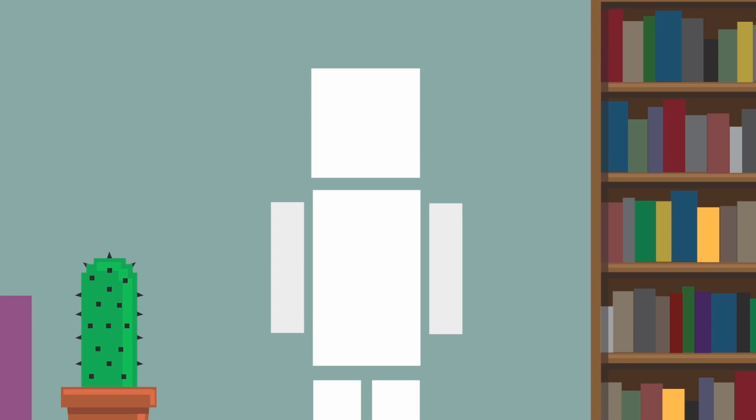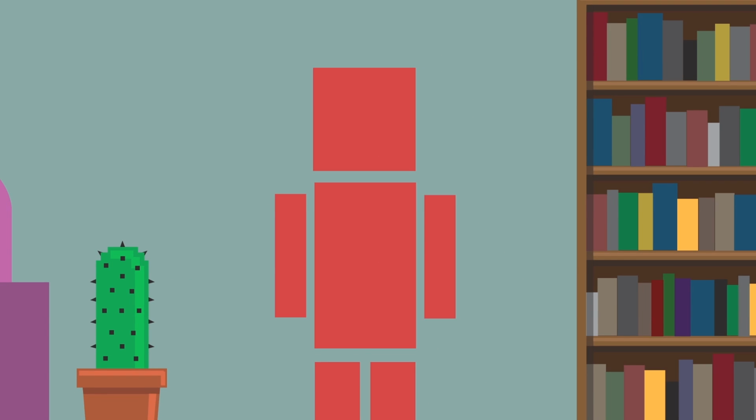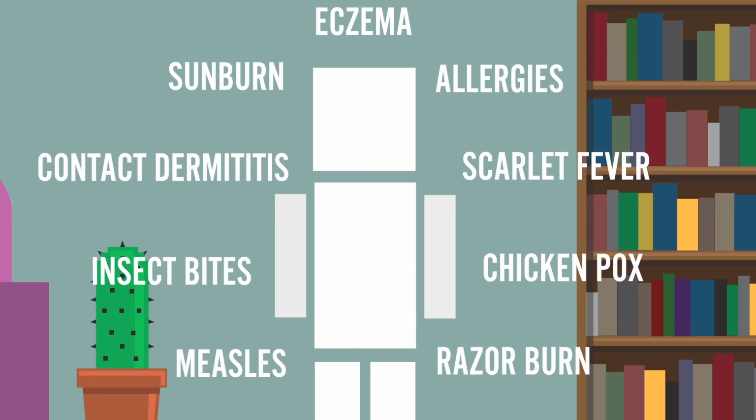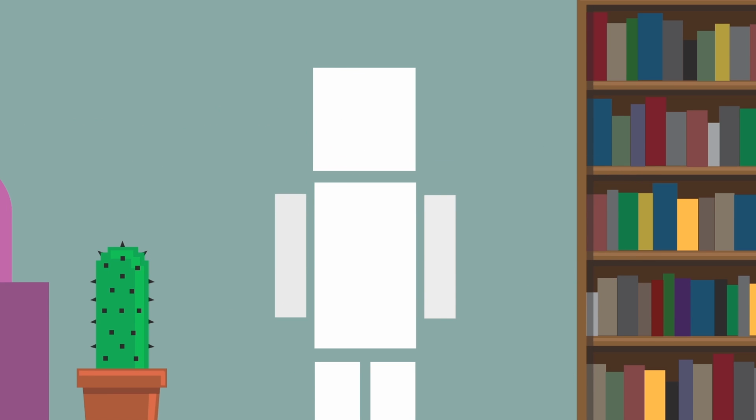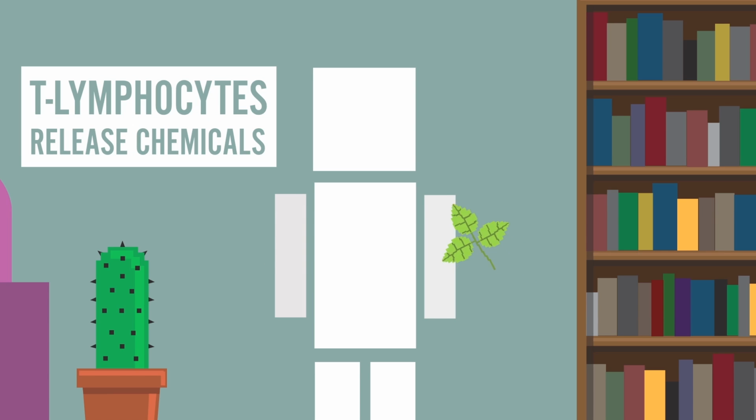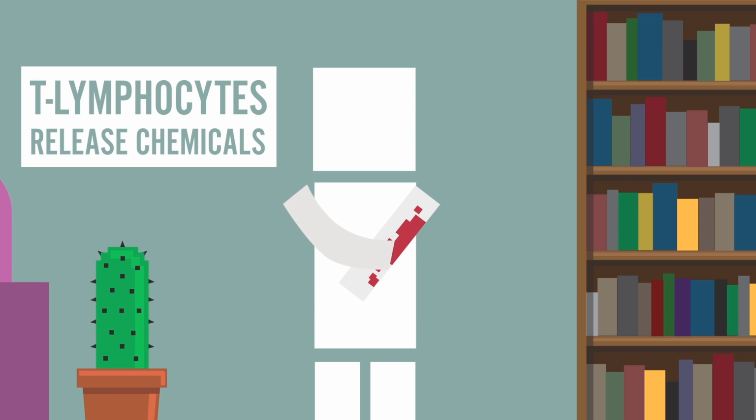Okay, so now that we're officially grossed out, let's move on to rashes. Yay! This just means that the skin is inflamed and discolored and can have a massive number of causes. For example, contact dermatitis, a common non-infectious rash, is usually an allergic response. When your skin comes in contact with an allergen like poison ivy, T lymphocytes in the blood release chemicals to make your skin itch and inflame.